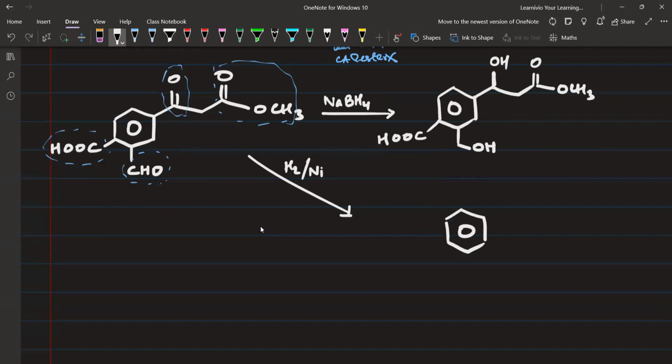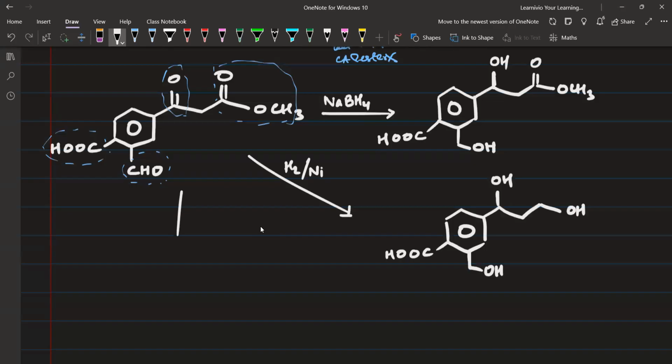So here we have the COOH, which will be as it is. The aldehyde will be converted to CH2OH. The ketone will be converted to alcohol, and the C double bond O will also be converted to OH. So this ester part is also going to get converted to OH.